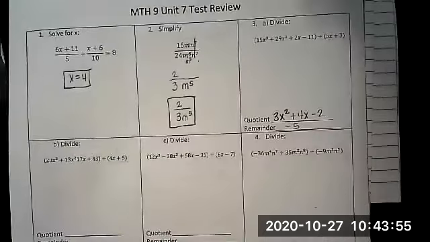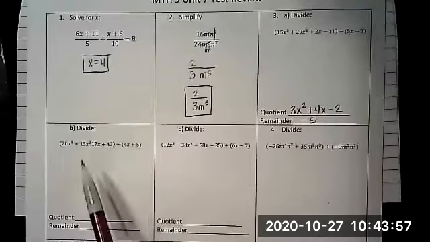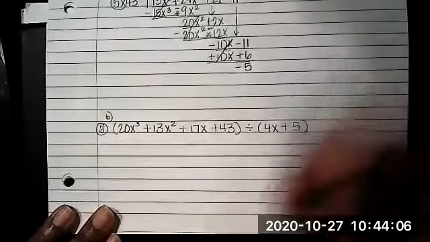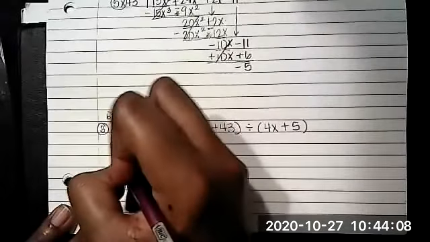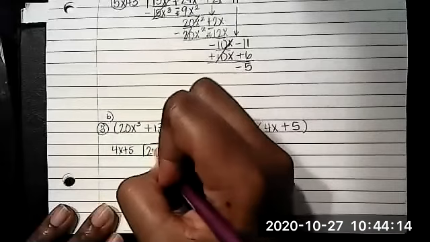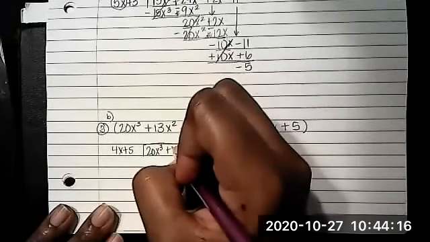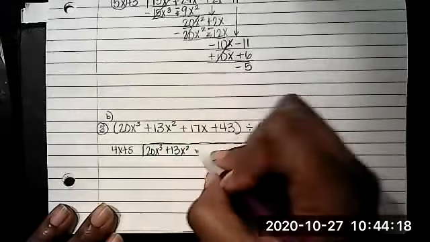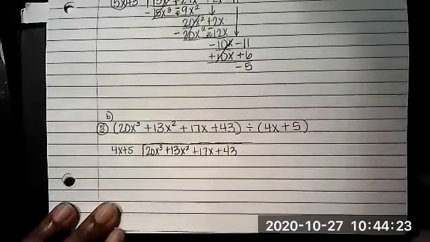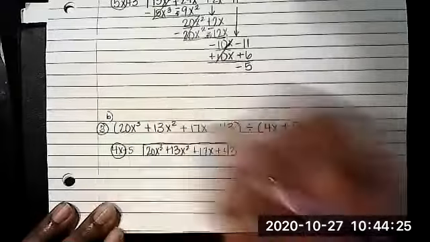All right, so let's look at the next problem, this one here. Okay, I actually have it written out already over here. Hopefully I have enough room. Okay, I already have it written here. We are going to divide 4x plus 5 into 20x cubed plus 13x squared plus 17x plus 43.